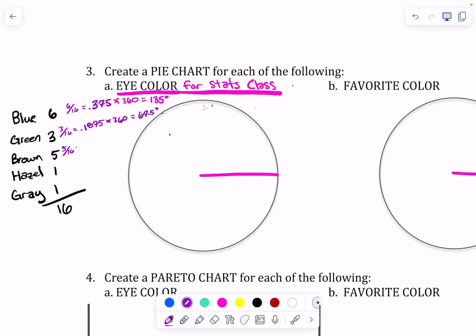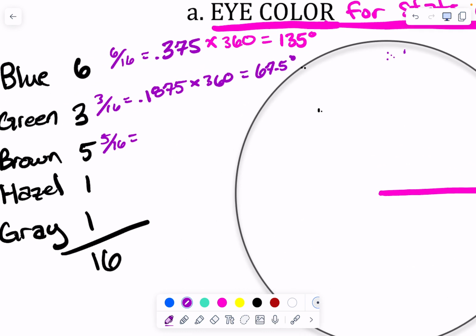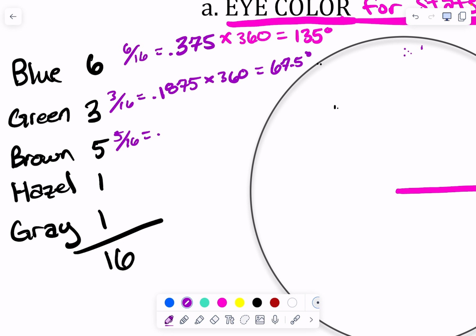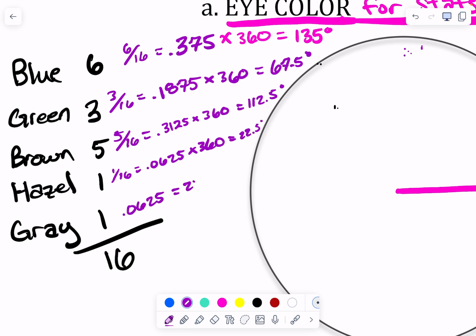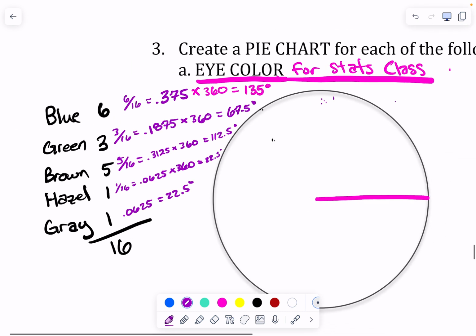5 over 16 is 0.3125. Times 360 is 112.5. Okay, and 1 over 16 is 0.0625. 0.0625 times 360 is 22.5. And this one will be 0.0625 and 22.5 degrees also. You see how we get those? Okay. Which category do you start with?